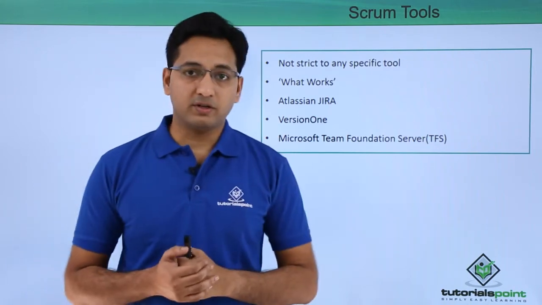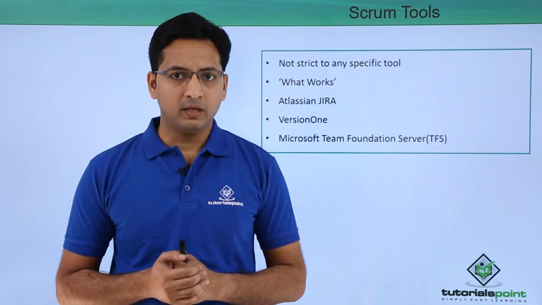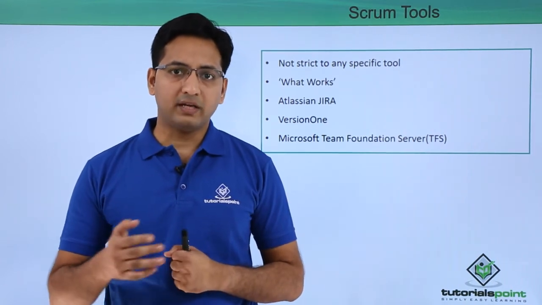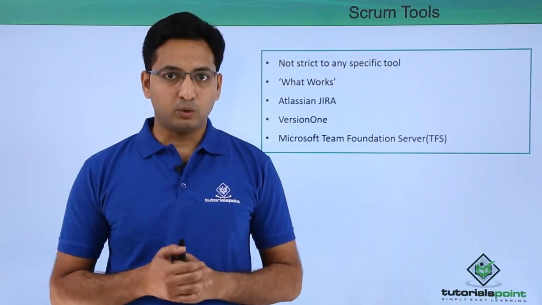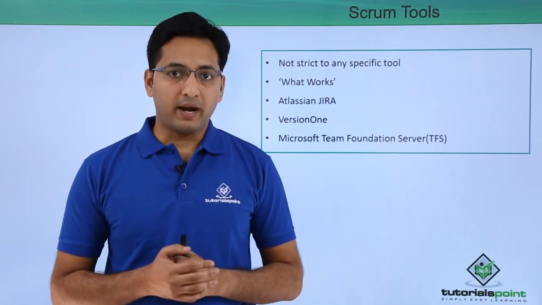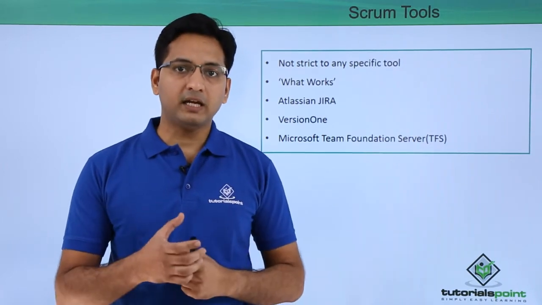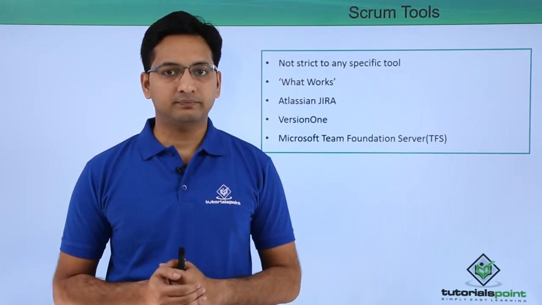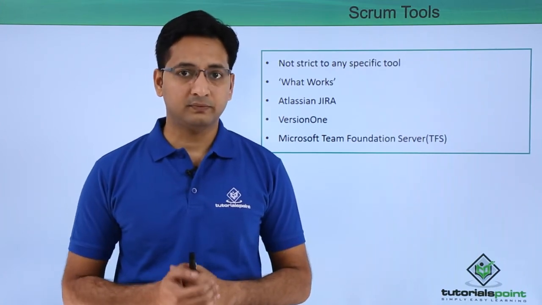Next one, VersionOne. When large organizations adopt Scrum, it is important that all of their teams communicate with each other efficiently. To do that, VersionOne provides an interface where a group of Scrum teams can communicate with each other to get the work done. In such a scenario, VersionOne proves very helpful.